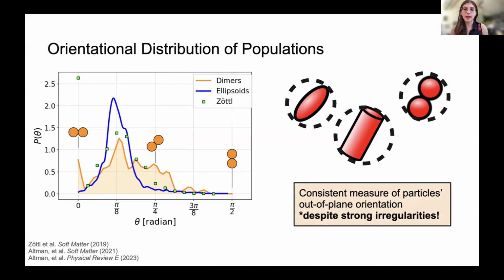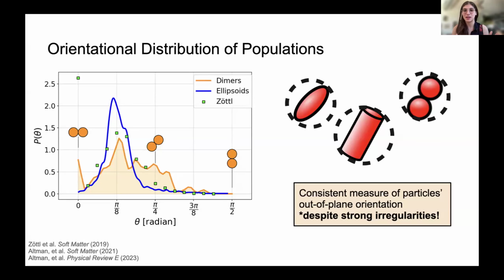And so really what we have here is a really consistent measure of the particle's out of plane orientation, despite the fact that each of these axisymmetric particles have very strong irregularities relative to the wavelength of light. So it's telling us that we can actually use effective medium theory even when the conventional assumptions don't hold. So we were really excited about this, and this was kind of where I left off with my PhD.